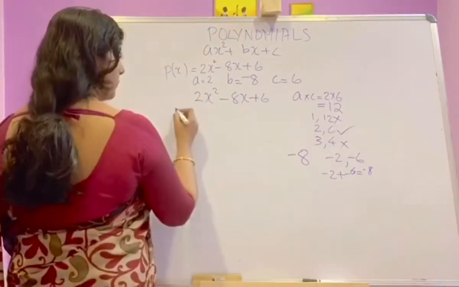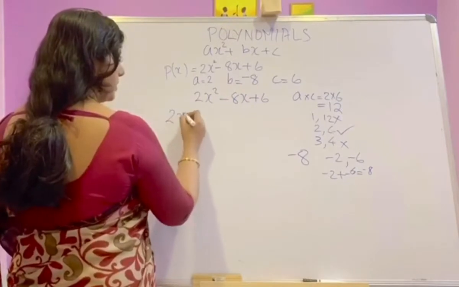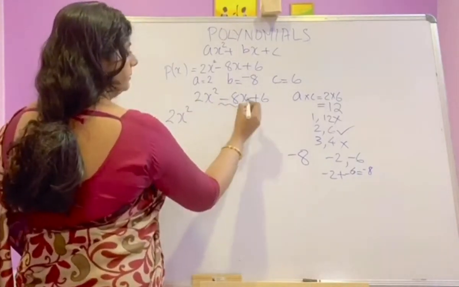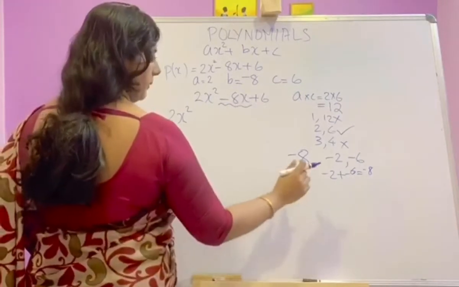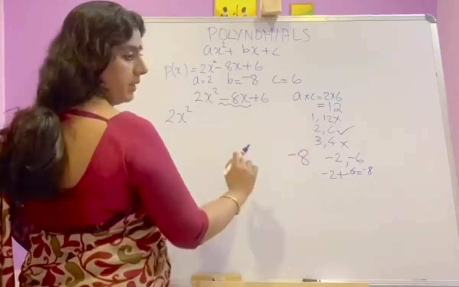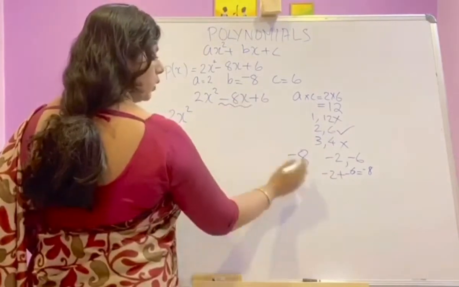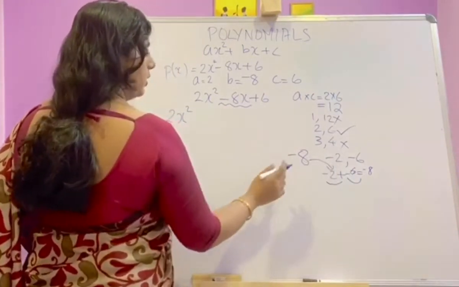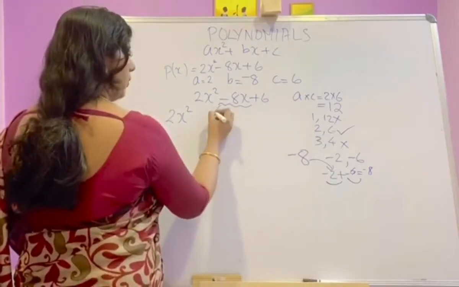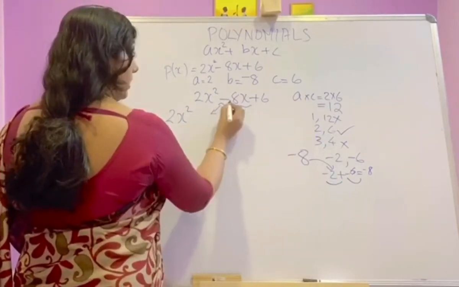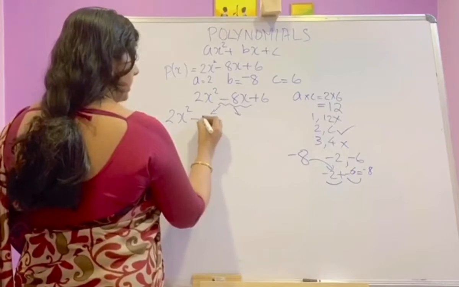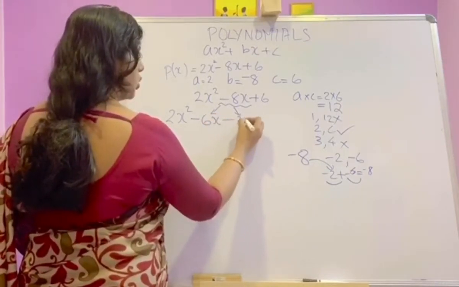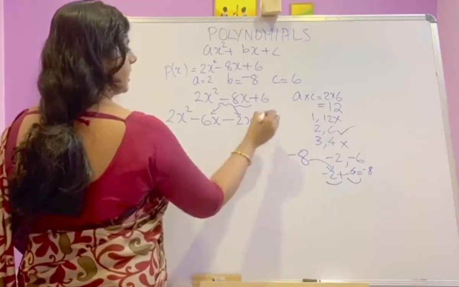Now how will you split this? The first term is written like this, 2x square. Now the middle term we are splitting. This is the middle term splitting method, and we are splitting it into -2 and -6. This 8 is splitting into -2 and -6. Then how will you write? -8x becomes -6x minus 2x plus 6.